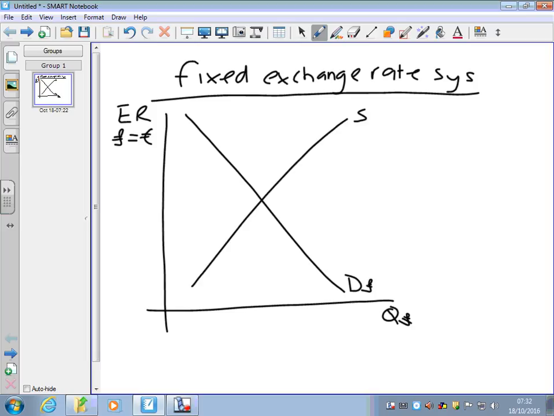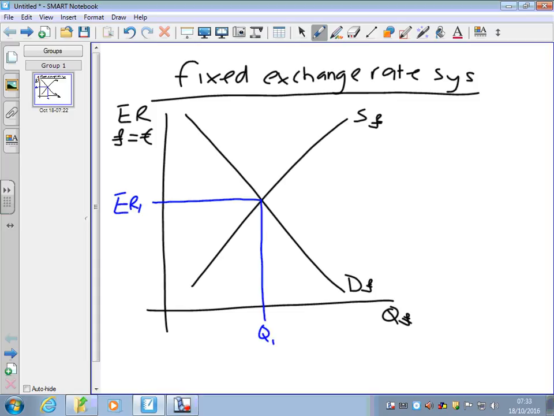Then we have a supply of pounds. Okay, we supply our pounds to buy foreign currency, so we can buy foreign goods and services from across the world. At a low value, we don't bother supplying because imports are too expensive. At a high value, we supply as much as we can to buy those cheaper imports that are now available to the economy. And what we get is this equilibrium exchange rate. It's called ER1 and Q1.